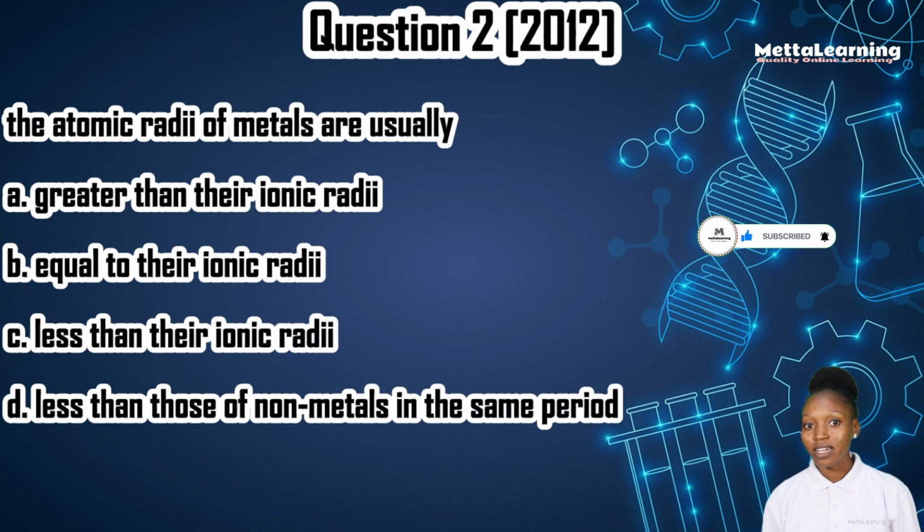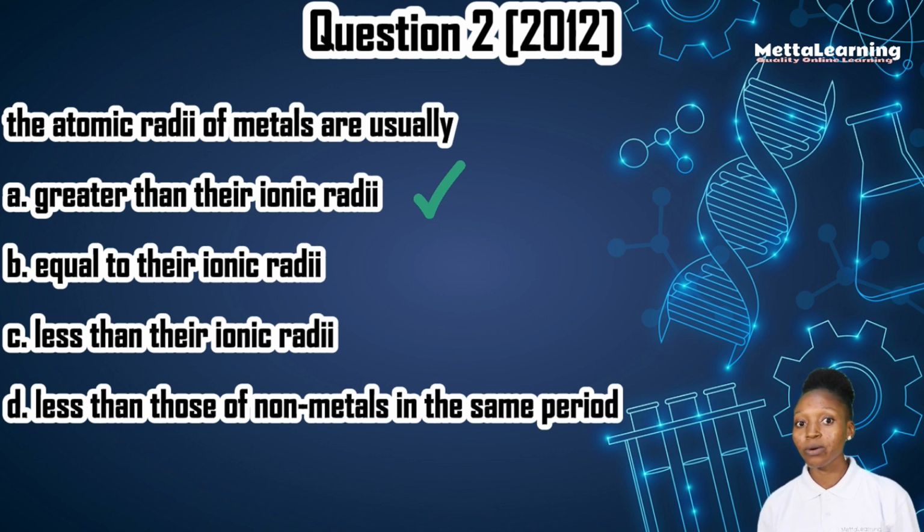On the other hand, nonmetals typically gain electrons to form negative ions. When an atom gains an extra electron, the increase in the electron-electron repulsion causes the electron cloud to expand, making the ionic radius larger than the atomic radius. So, the atomic radii of metals are usually less than their ionic radii because metals form cations by losing electrons, which cause a decrease in their size.